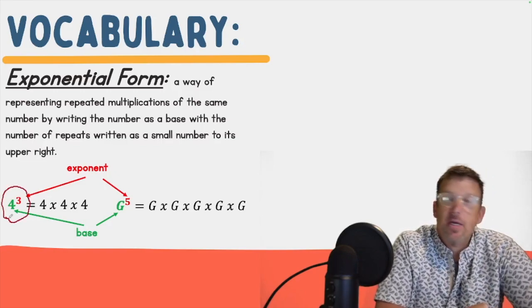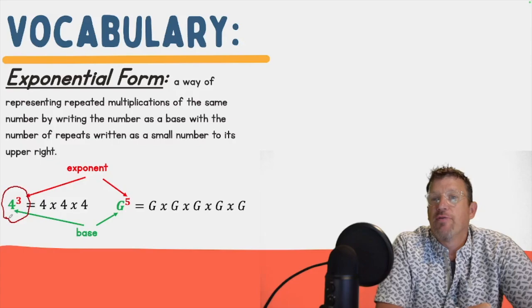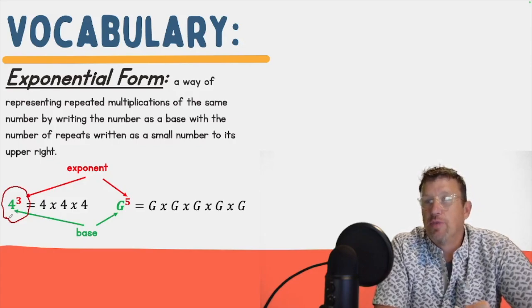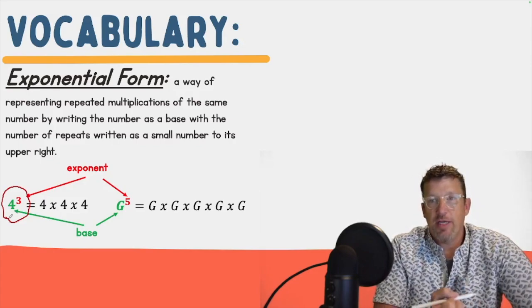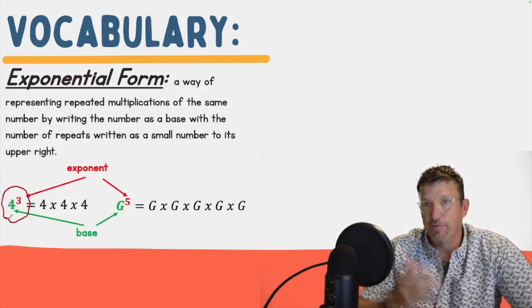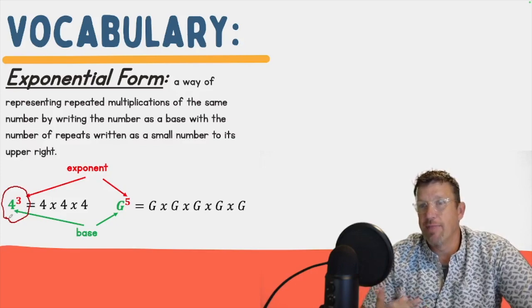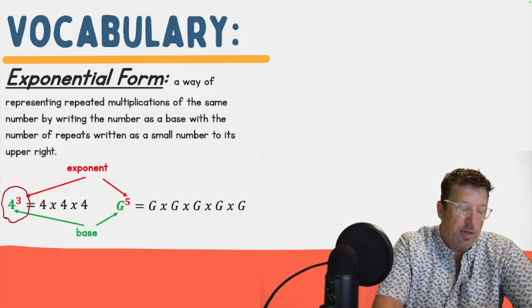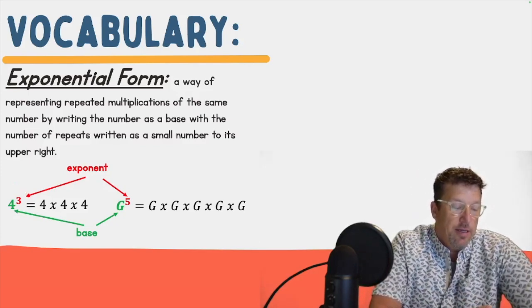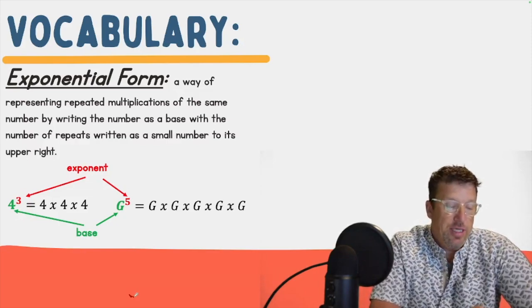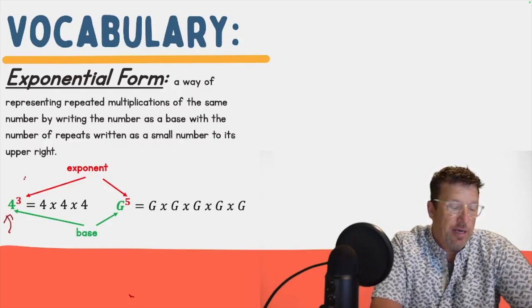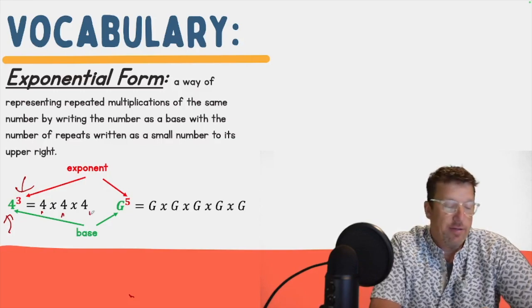4 to the third. If we're going to write it in exponential form, it means to expand it to repeated multiplication. And what's repeated multiplication? It means the same number multiplied by itself over and over and over, like 7 times 7 times 7 times 7 times 7. I'm repeating the same number and multiplying it each time. So 4 to the third means you simply take the base and write it down 3 times: 4, 4, and 4, multiplied together that many times. 4 times 4 times 4.